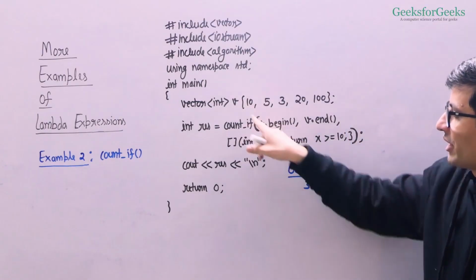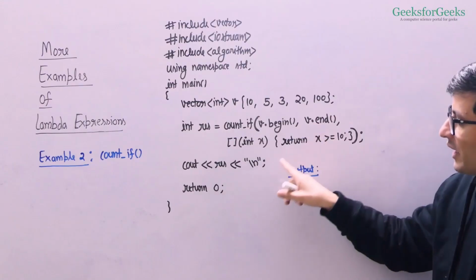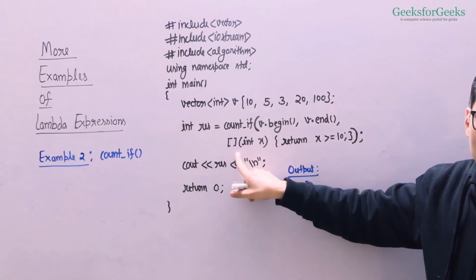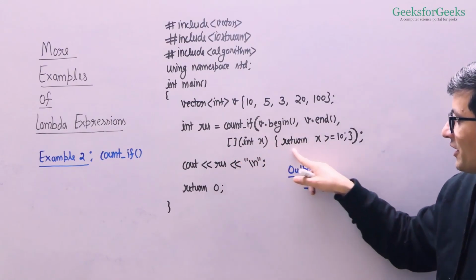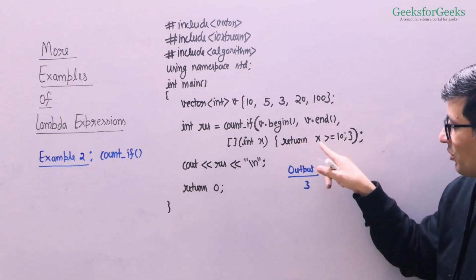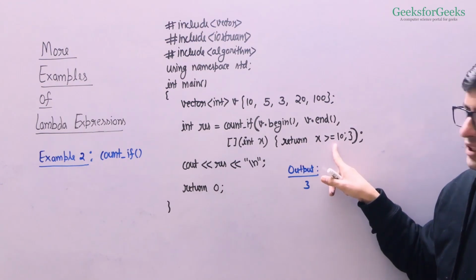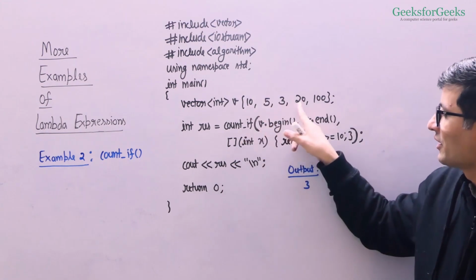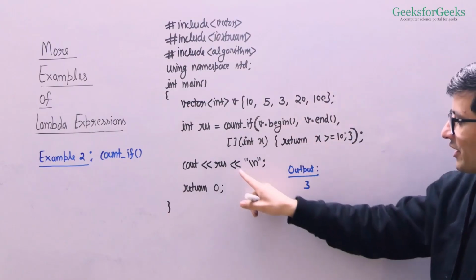So I have passed this vector v dot begin and v dot end, and I have passed this lambda expression here, right? This is the lambda expression, and it says return true if x is greater than or equal to 10. So it's going to return true for this, this and this. So we are going to get the result as 3.